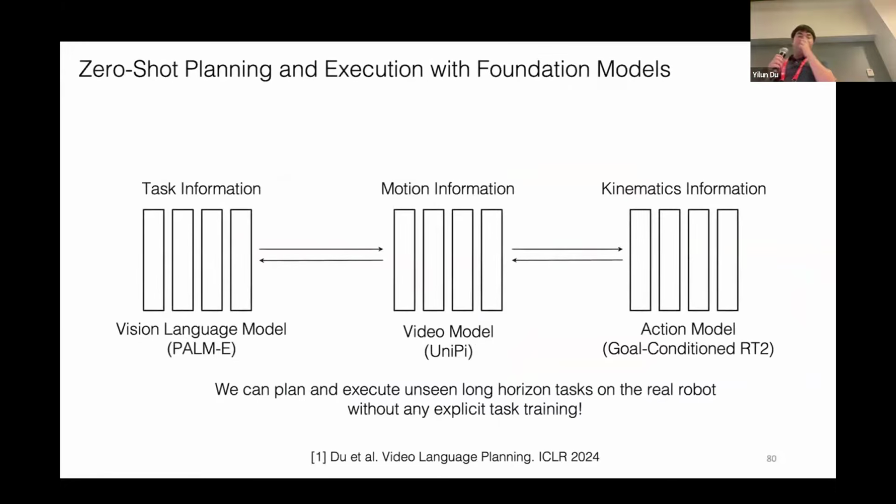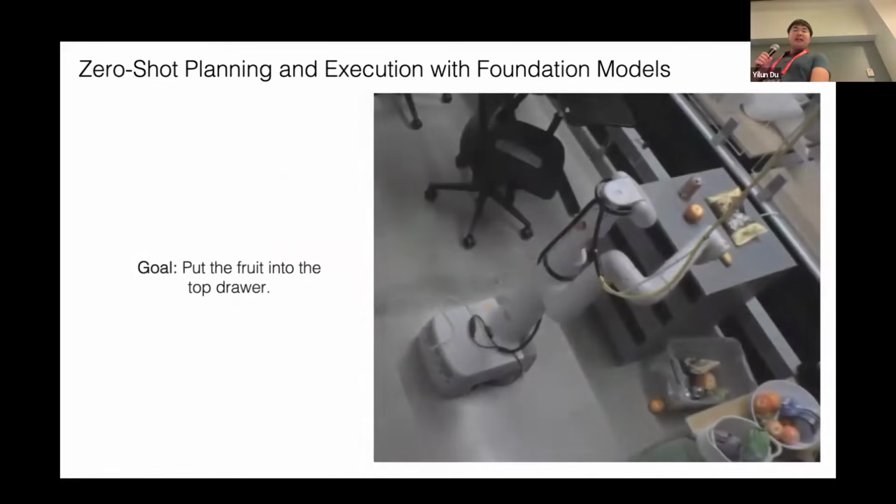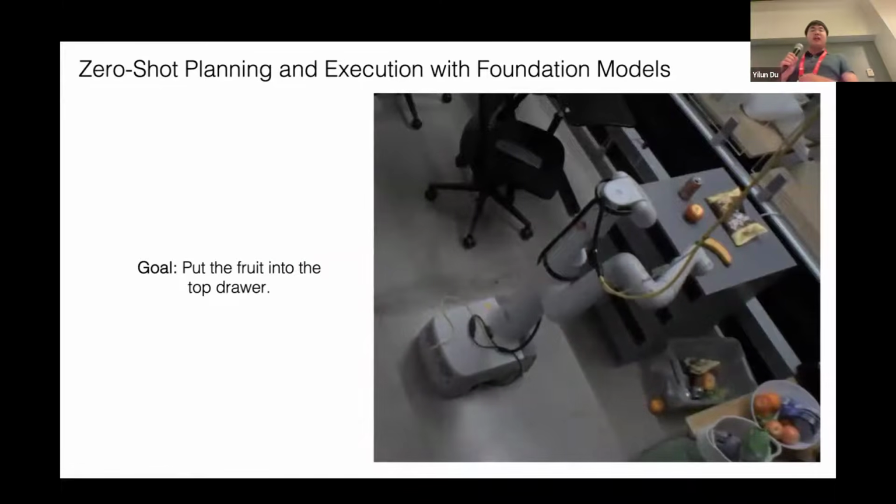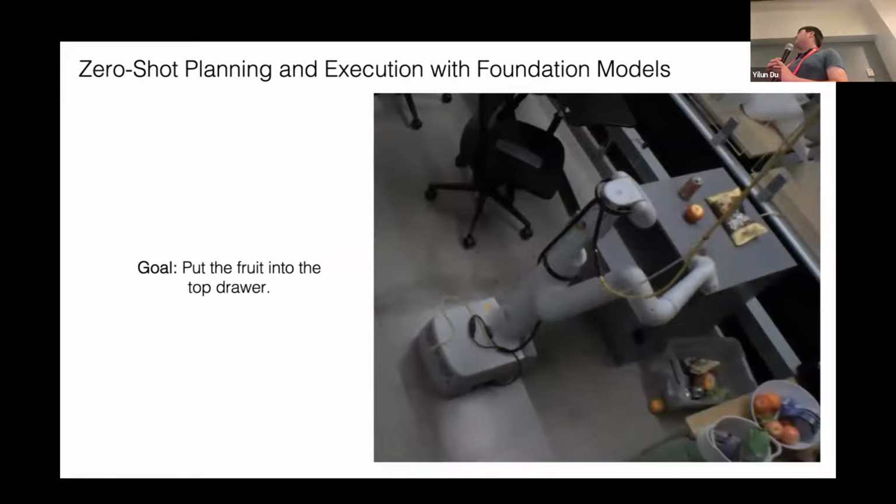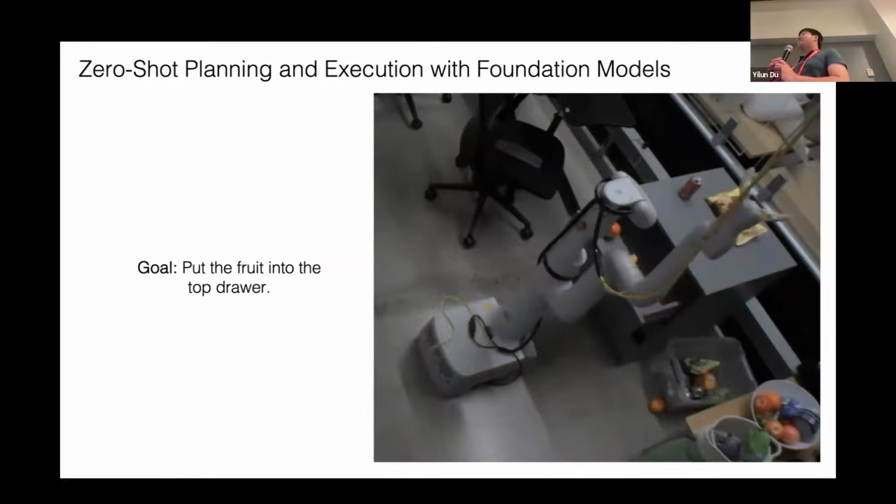So we did this. We took an off-the-shelf vision language model, off-the-shelf video model, and action model, and we combined them in a zero-shot way. And we found that the zero-shot way eventually allowed us to accomplish this task, put the fruits in the top drawer. So here, none of these models were explicitly trained on this task, but this combination of planning and then using an action model to convert the visual plan to actions allows you to zero-shot solve this task of placing all the fruits in the drawer.